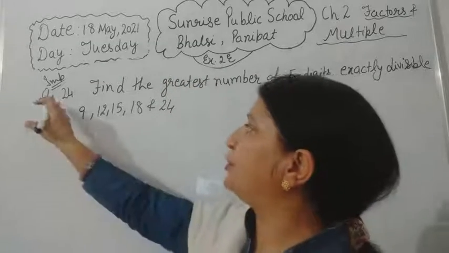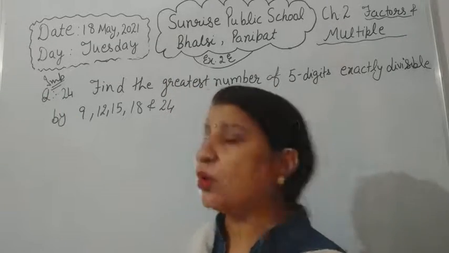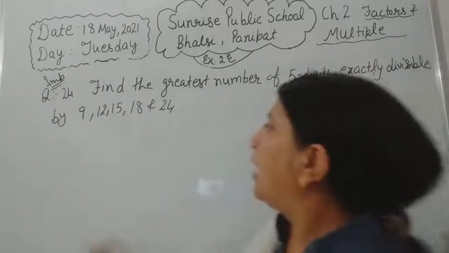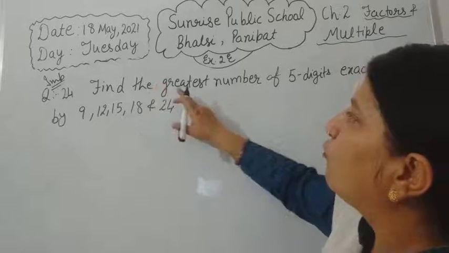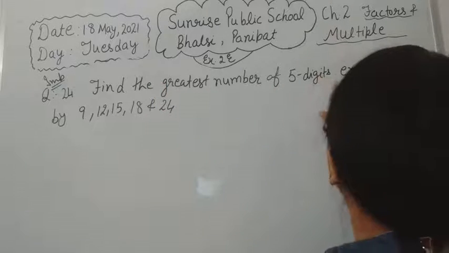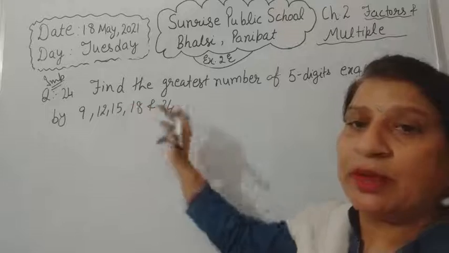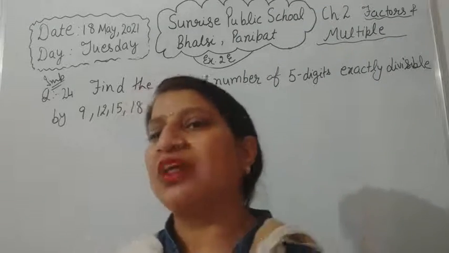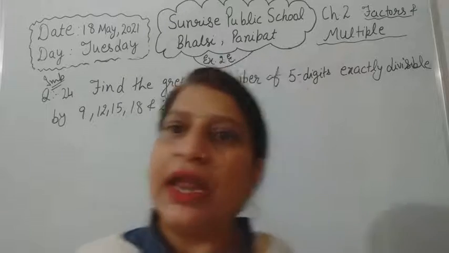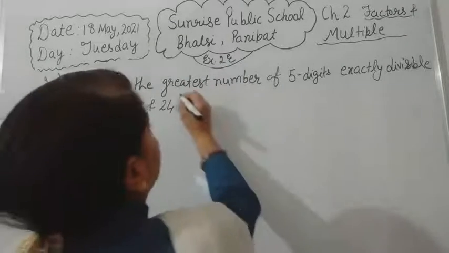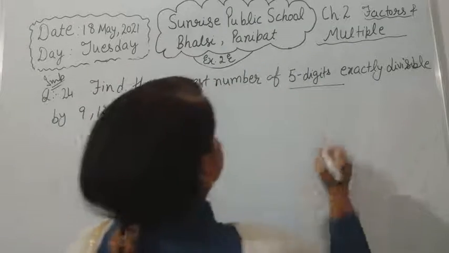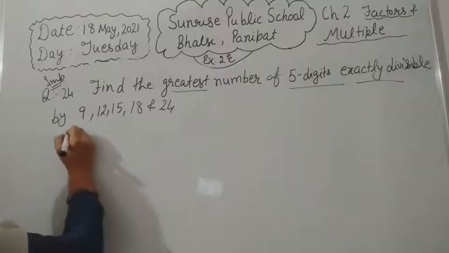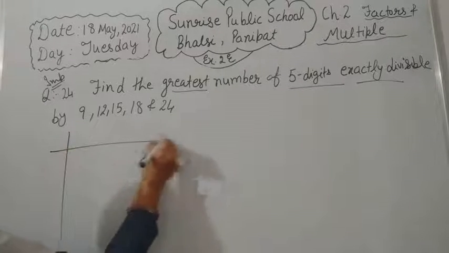Now we do our question number 24, and this question is also very important, like question number 23. In this question you have to find the greatest number of 5 digits exactly divisible by the given numbers. In the previous question, question number 23, we had to find the smallest 5 digit number, and in this question you have to find the greatest 5 digit number exactly divisible by these. So your first part is similar to question number 23.